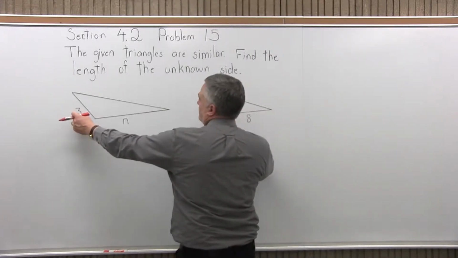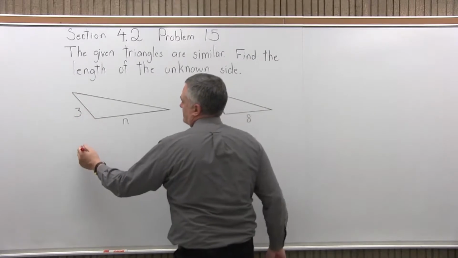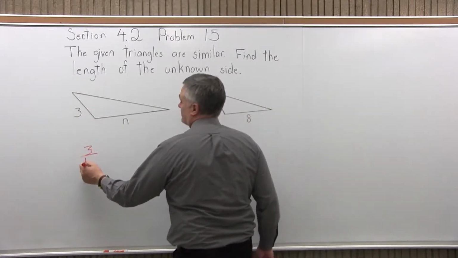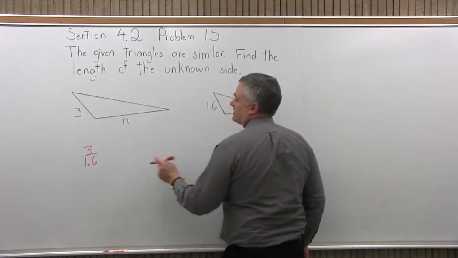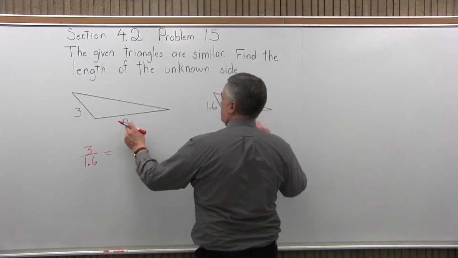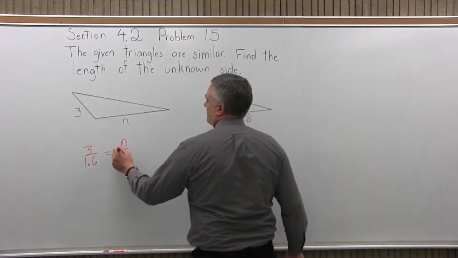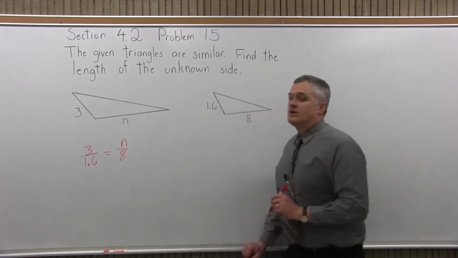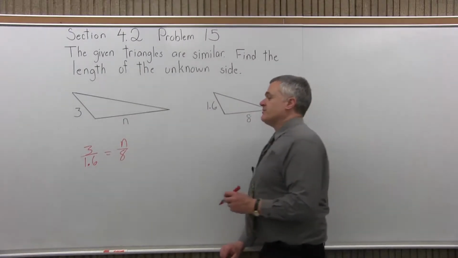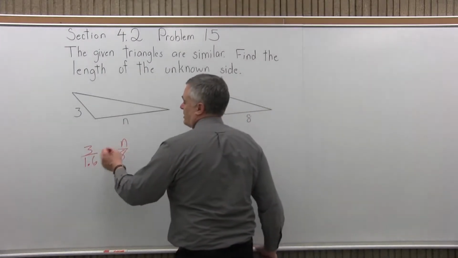So the left side of the left triangle, you'll have 3 over 1.6. Sorry, missed the decimal at first. Set that equal to n over 8. So now we have two fractions that are equal to each other. Find the solution by cross-multiplying and dividing.